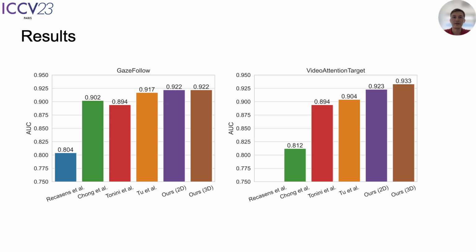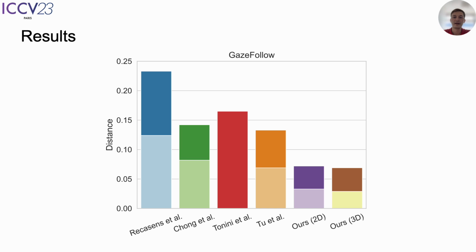Here's a comparison of our method against state-of-the-art techniques on both GazeFollow and VideoAttentionTarget. Notably, our model achieves state-of-the-art results on both datasets, with a 1% improvement in VideoAttentionTarget when depth data is available. And when we evaluate the average and minimum distances between the heat map peak and the ground truth gaze points, our method achieves up to a 45% improvement in both minimum and average distances using the 2D cone, and when we move to the 3D cone, the results improve by an additional 2%.